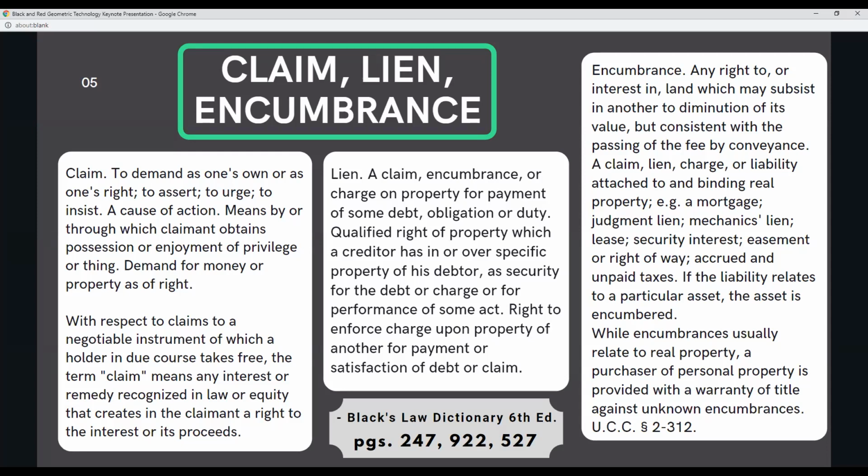A claim, by definition, is to demand as one's own or as one's right, to assert, to urge, to insist. It's also a cause of action, a means by or through which a claimant obtains possession or enjoyment of a privilege or thing, a demand for money or property as of right. And I found this little section below that very interesting. With respect to claims to a negotiable instrument, of which a holder in due course takes free, the term claim means any interest or remedy recognized in law or equity that creates in the claimant a right to the interest or its proceeds.